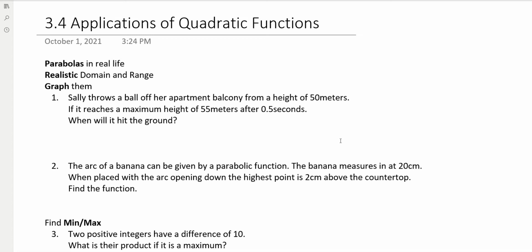Sally throws a ball off her apartment balcony from a height of 50 meters. If it reaches a maximum height of 55 meters after 0.5 seconds, when will it hit the ground?